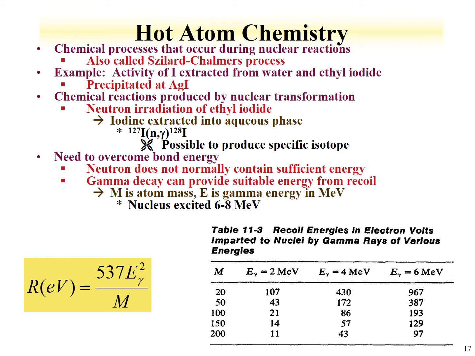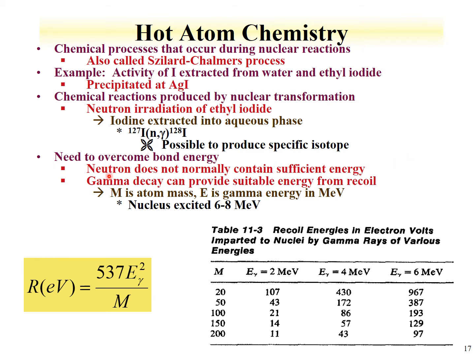And this is due to the fact that the interaction with the neutron causes a chemical reaction. So that is described here. The iodine gets extracted into an aqueous phase from this organic phase and then precipitated. In order for this hot atom chemistry to occur, the reaction needs to overcome bond energy.